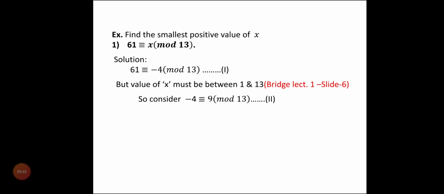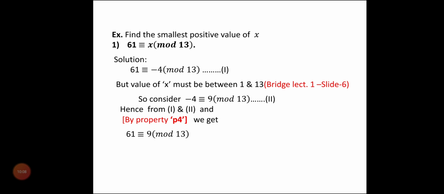It is not difficult to find this value, and therefore now from equation 1 and equation 2, and then by using the property P4. What is the property P4? It is the transitive property. So by property P4, since 61 is congruent to minus 4 modulo 13 and minus 4 is congruent to 9 modulo 13, we get 61 is congruent to 9 modulo 13. Therefore the answer is 9, or the smallest positive value of x is 9.